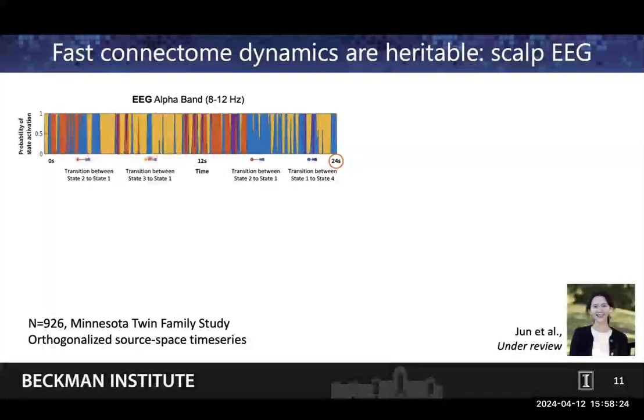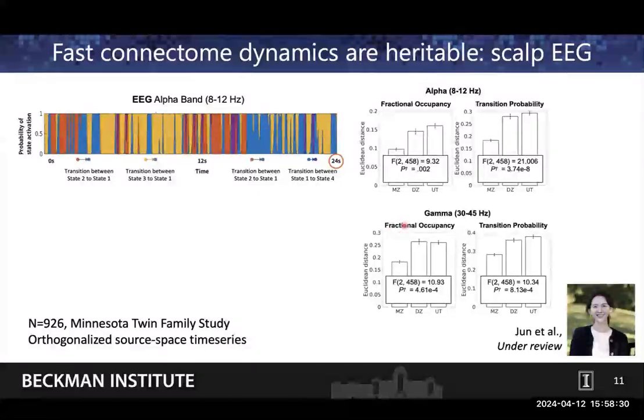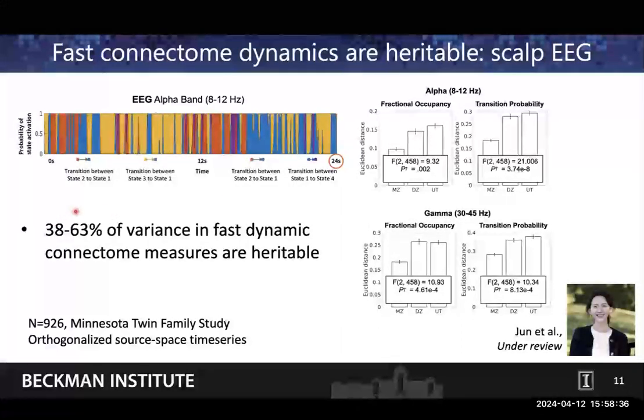We again quantify the transition points and the overall occupancy. We do our statistics. And we show that for different frequency bands, here just two examples, but for different frequency bands of the brain, we actually have 38 to over 60% of variance of these dynamic state shifts explained by genetics. And what that tells me is that the EEG connectome and its time-varying dynamics that we're looking at is actually meaningful and not just noise.